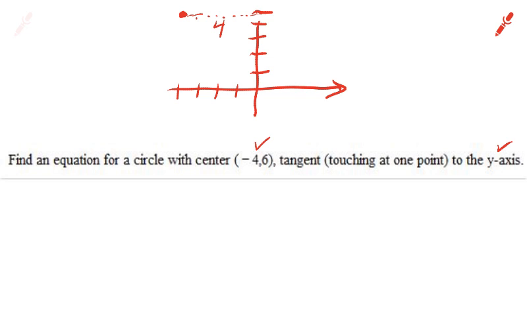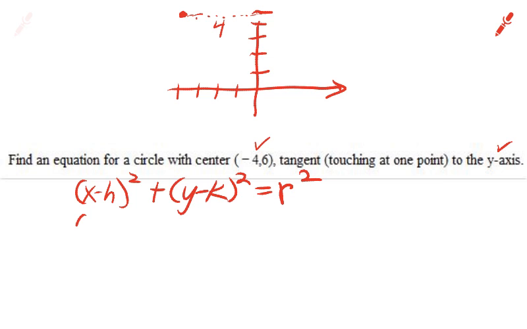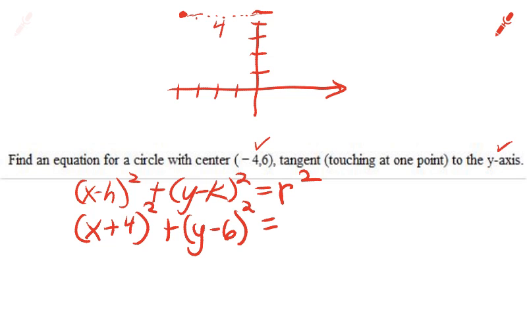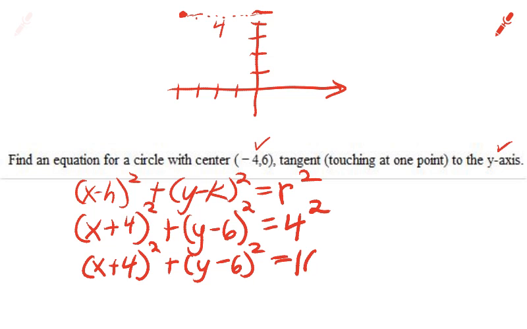That's what really counts. So if we're going to say (x minus h) squared plus (y minus k) squared equals r squared, we'll have x minus negative 4, which is x plus 4, squared, plus (y minus 6) squared equals 4 squared, which is 16. And there's your equation.